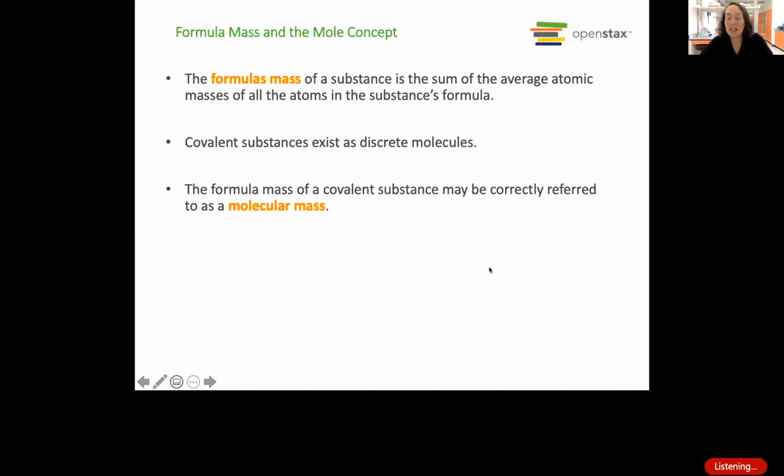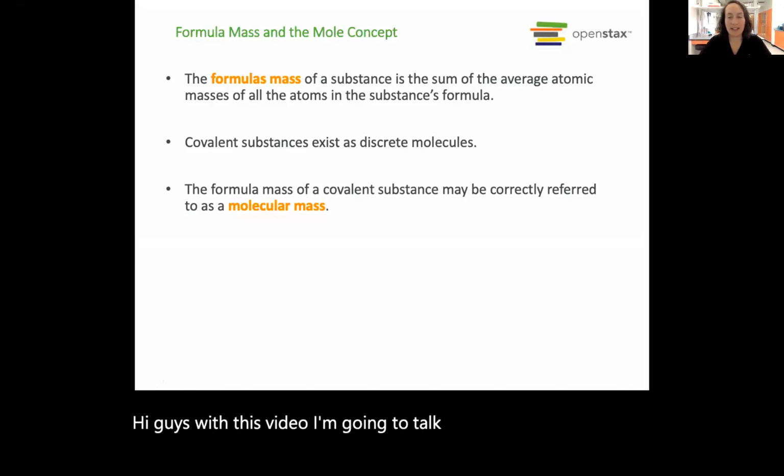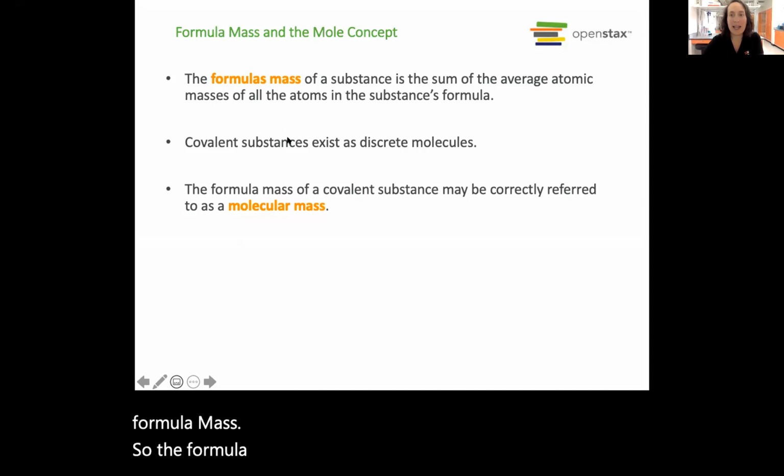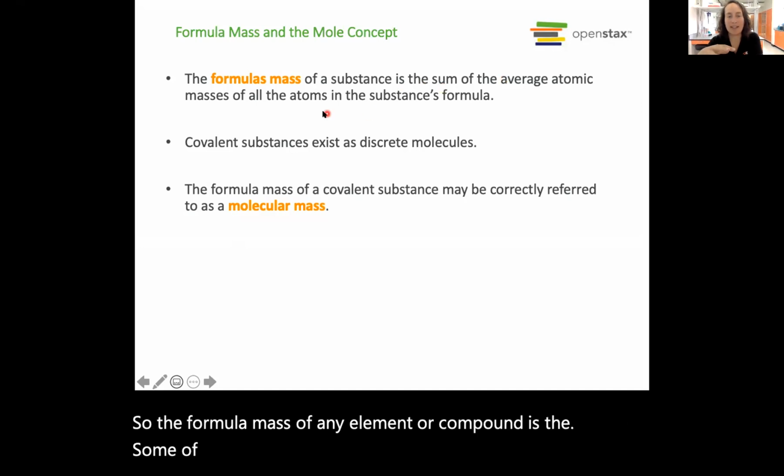Hi guys, with this video I'm going to talk about how to calculate formula mass. The formula mass of any element or compound is the sum of the average atomic masses of all the atoms in the formula. We're going to work some examples.